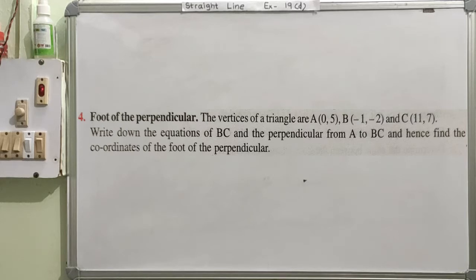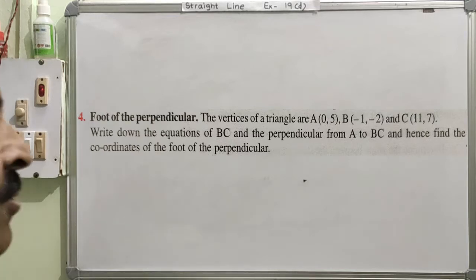So you have to write two equations. You have to write the equation for BC, and also you have to write the equation for the perpendicular from A to BC. And after calculating these two equations, the question is, hence, find the coordinate of the foot of the perpendicular.